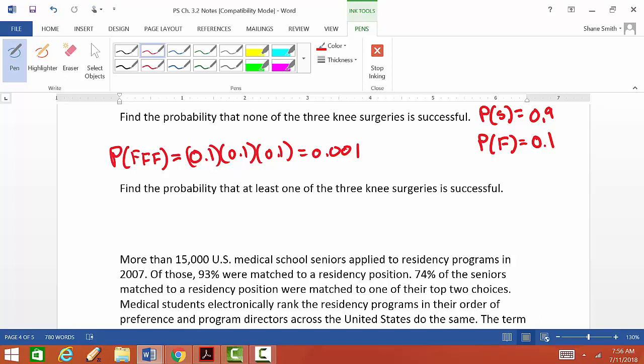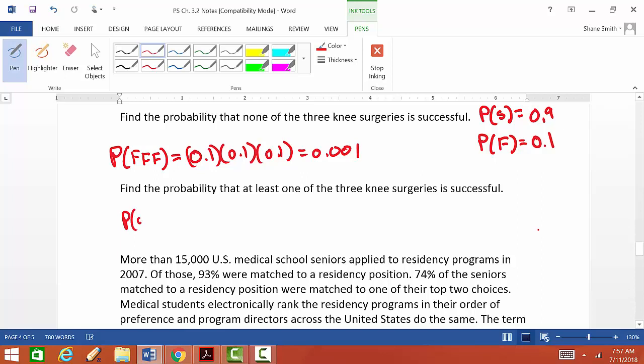Well, at least one is successful. That's the key there. At least one. Well, what is the complement of at least one? In other words, if you're not getting at least one success, then all the knee surgeries have to be what? Well, failing. Because at least one means that you have at least one success. So if you don't have at least one success, then that means all of them are failing. So 3 failures is the complement.